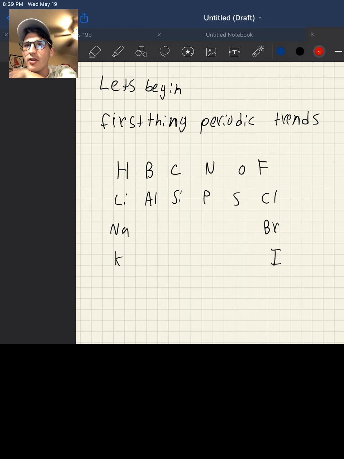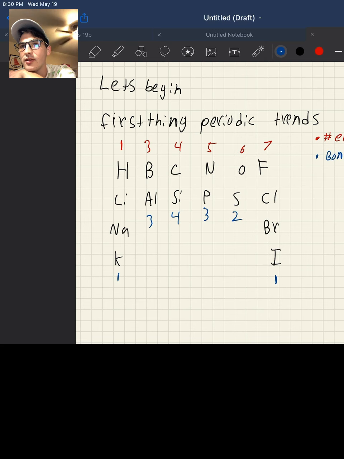The thing you should know is that there's one electron for hydrogen, lithium, sodium, potassium. Then it goes 3, 4, 5, 6, 7. I'm talking electrons, not bonds, and that's going to be in red. Those are on top. That's the number of electrons that each of these possesses. Now on the bottom, I'm going to draw in blue the bonds. So 1 for those, 3 for those, 4 for the next, 3 for the next, 2 for the next, and then 1 for the next. And that's how many bonds each of these makes.